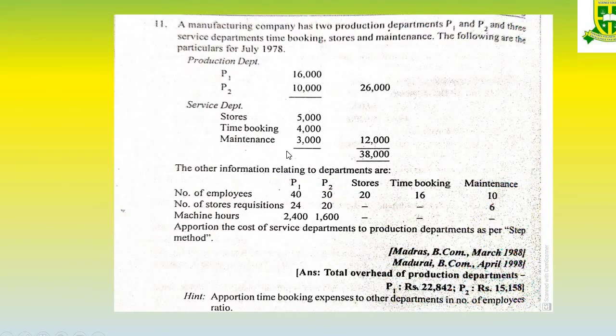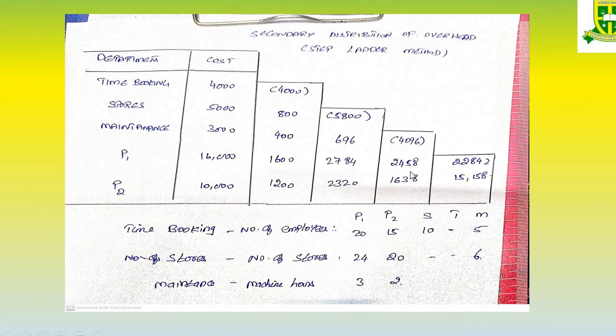The last one is maintenance. The maintenance will be based on the machine hours, which is 24:16. It is divisible by 4, so it is 3:2. So add the three items, 3,000 plus 400 plus 696, which is 4,096. So divide 4,096 among P1 and P2 in the 3:2 ratio. So we made all the three service departments 0. Now add the production department values. The values are 22,842 and 15,158. So add the total cost and this total value, both will be the same. So this is the step ladder method by which the service department expenses are divided.